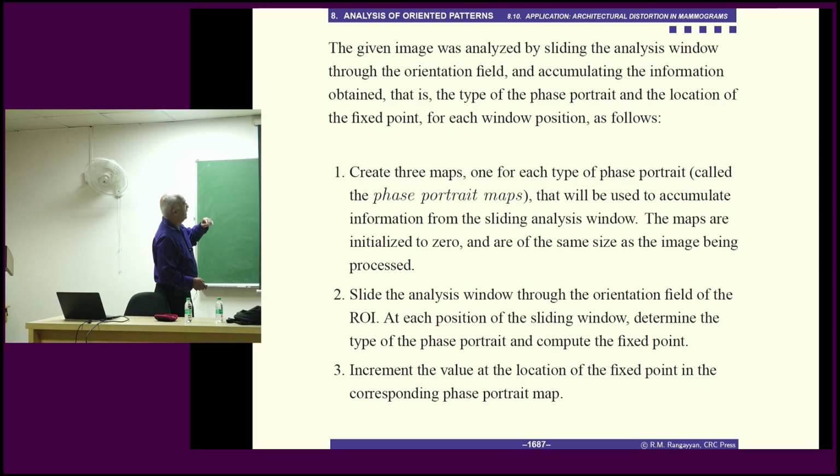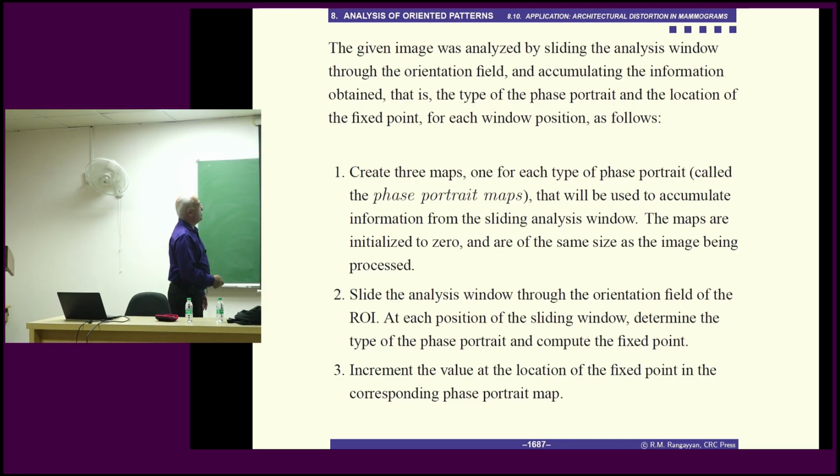So for a given image, you compute three maps, three phase portrait maps. But you can't do this in one shot for the whole image. A mammogram has so many details. So you put a small, what is called analysis window, over a small portion of the mammogram, find the phase portrait for that, and keep sliding the window and analyze the phase portrait. And create a node map for the entire image.